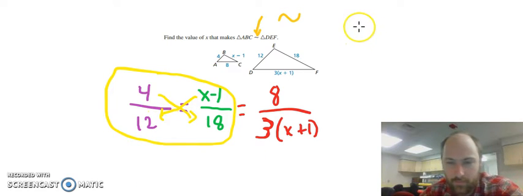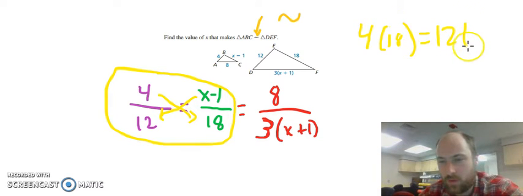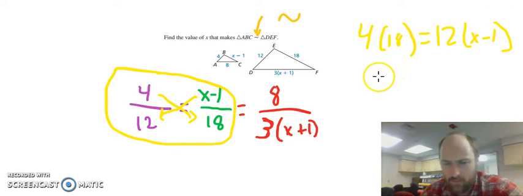So if we want to work this out, we'd be left with 4 times 18 is equal to 12 times the quantity x minus 1. Now be careful here, we're going to have to distribute that 12 to both of those terms. 4 times 18 is 72. You might need to punch that into your calculator, but I think you can see that.